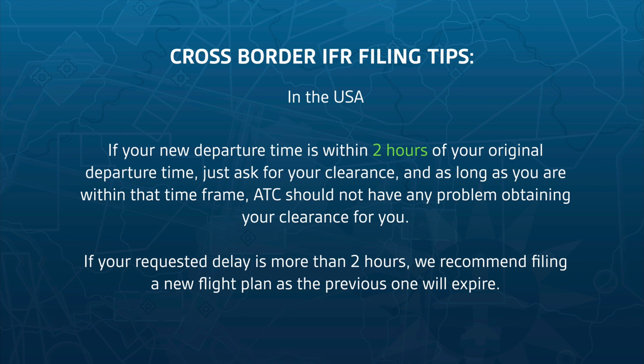If your new departure time is within 2 hours of your original departure time, so you got delayed a little bit, but you're still within that 2 hour window of when you were supposed to depart, it's pretty simple. Just ask for your clearance because ATC will have that in their system still. And as long as you're within that 2 hour time frame, they shouldn't have any problem giving you a clearance. If you're outside that 2 hour window, then we do recommend that you file a new flight plan because that 2 hour window will have expired and your flight plan will likely have expired. They won't have it on the system.